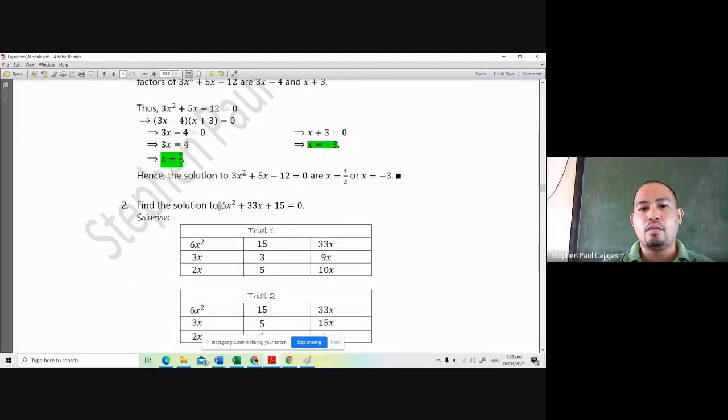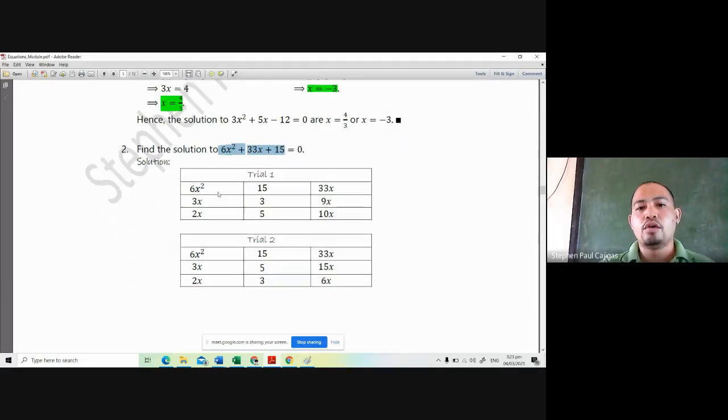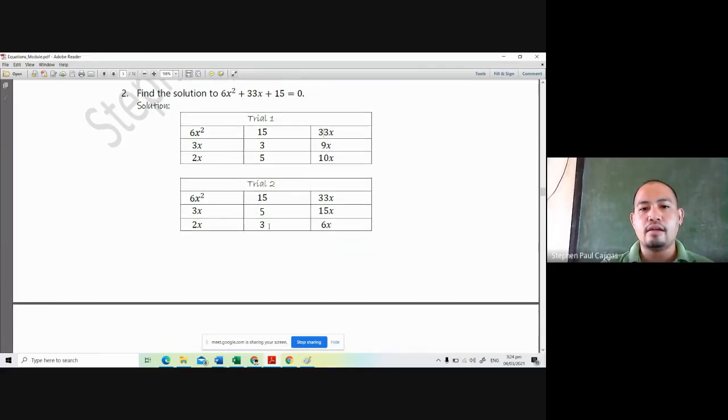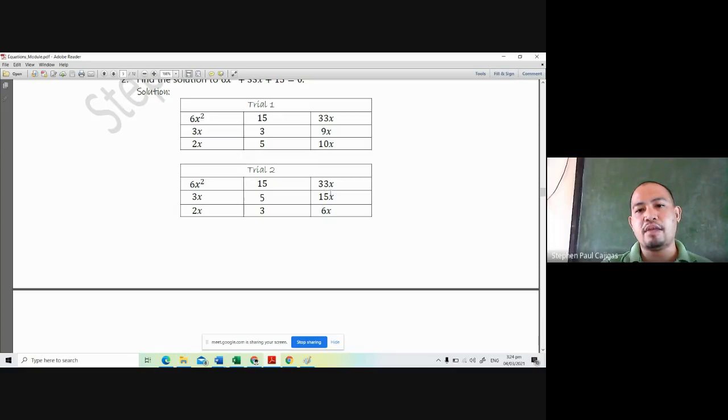Okay, next, we have 6x squared plus 33x plus 15. So I have already prepared my trials. First, for 6x, the factors I tried are 3 and 2. For 15, it is 3 and 5. So 3 times 3, 9. 2 times 5, 10. 9 plus 10, of course, is 19. That is not equal to 33. So another pairing. Since it is positive here, I will just switch their positions. So 3 times 5, you get 15. 2 times 3, you get 6. 15 plus 6 is 21.